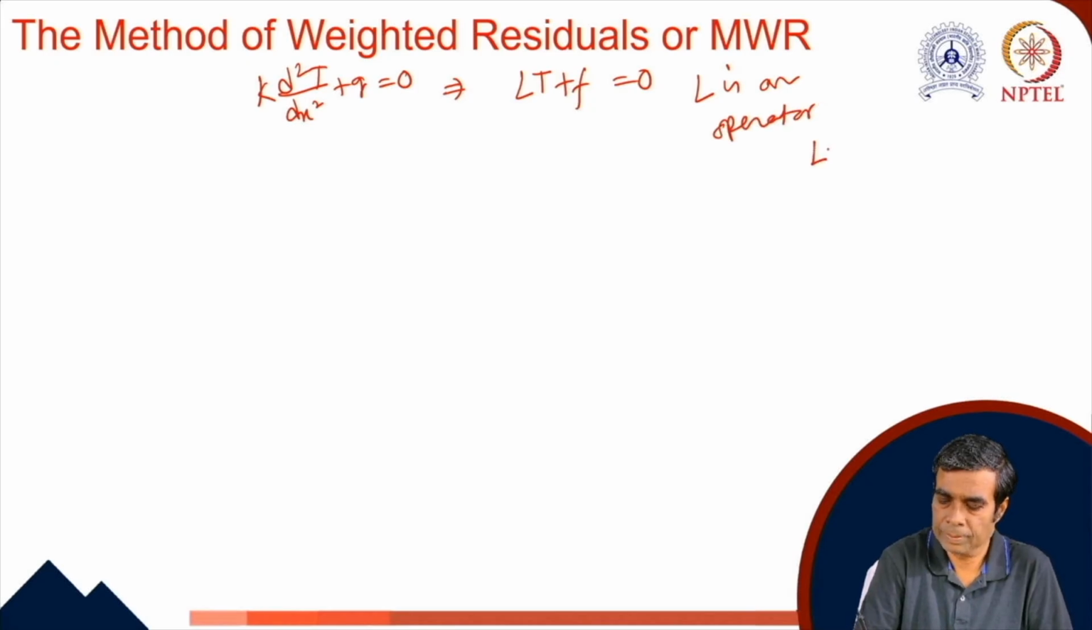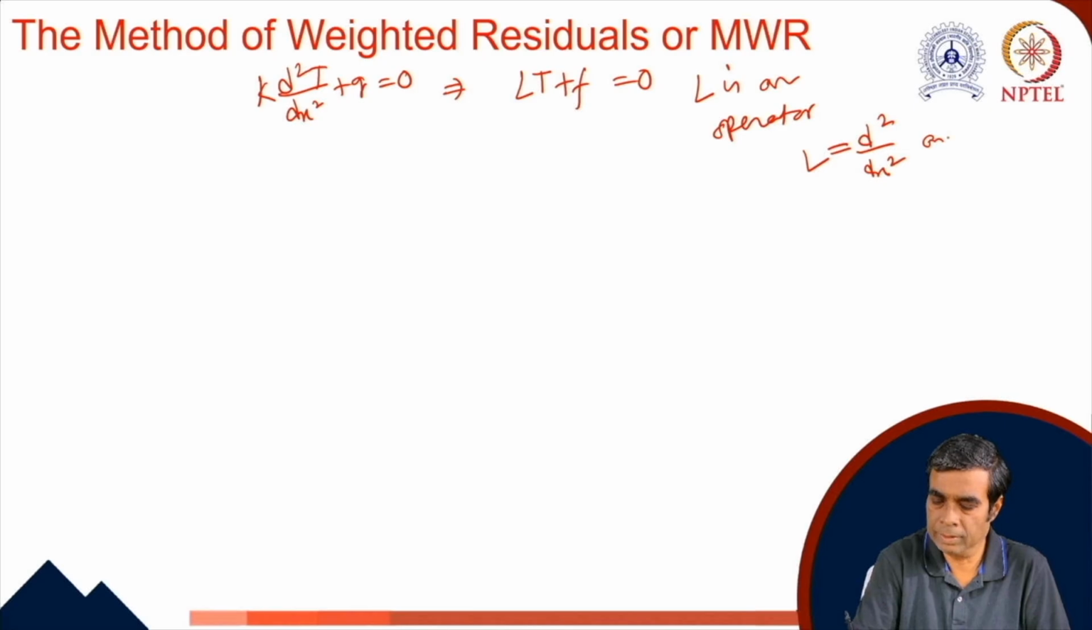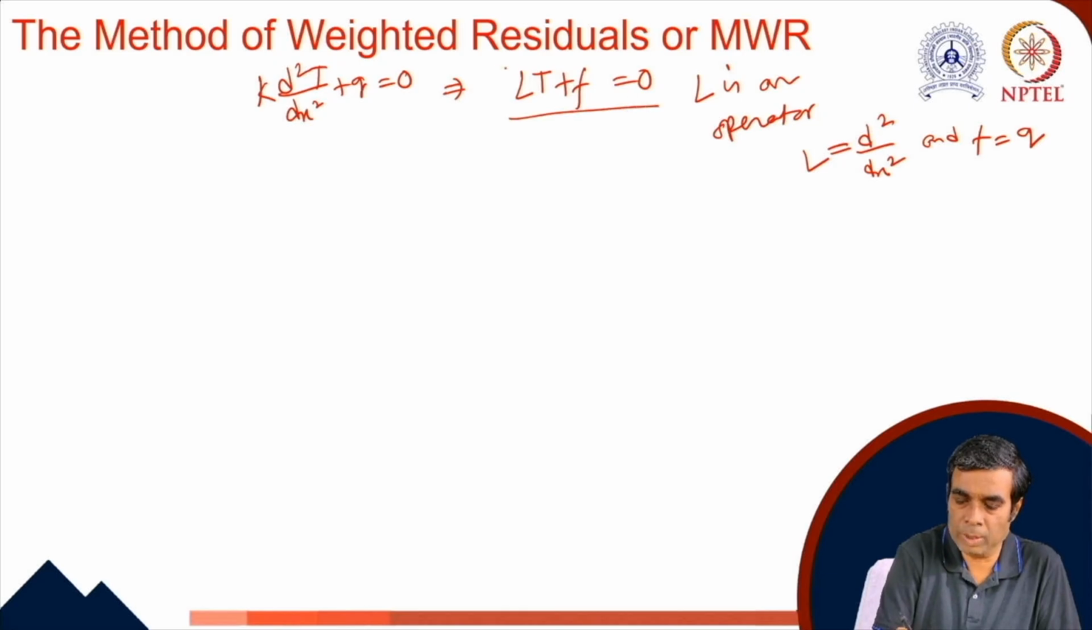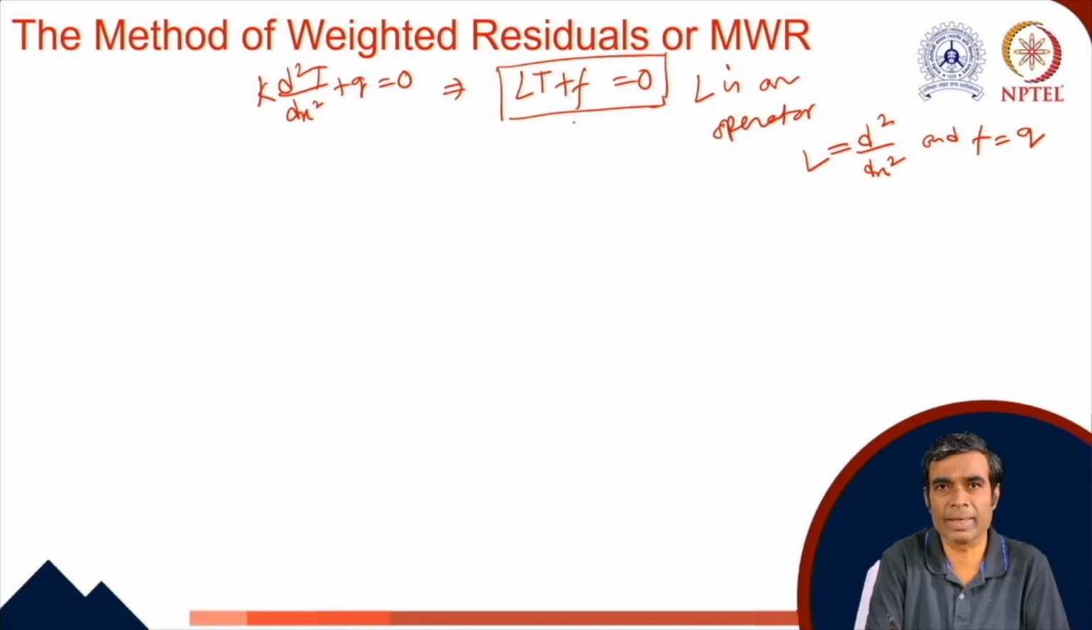So here L equals d²/dx², and F equals q. So LT plus F equals 0. This is the exact equation where the temperature exactly satisfies the Poisson equation.